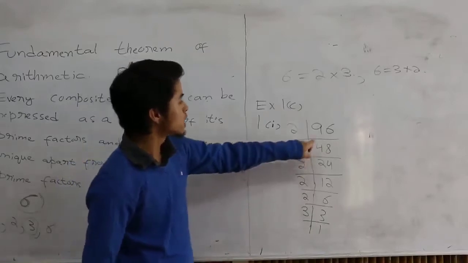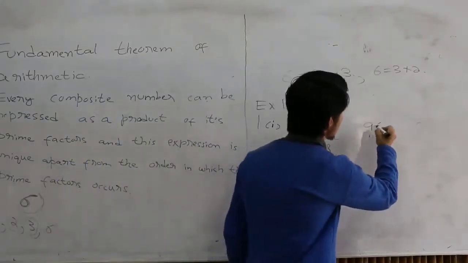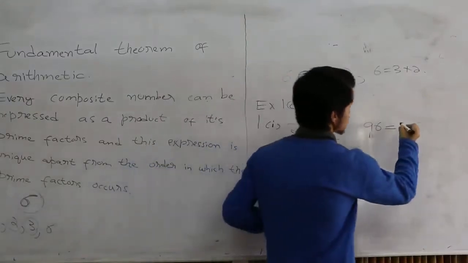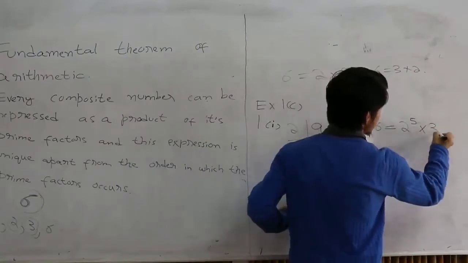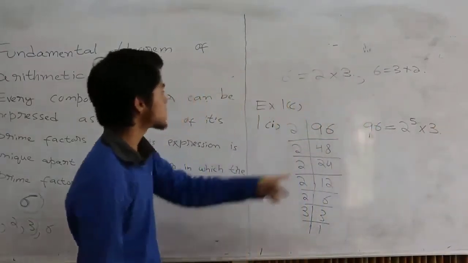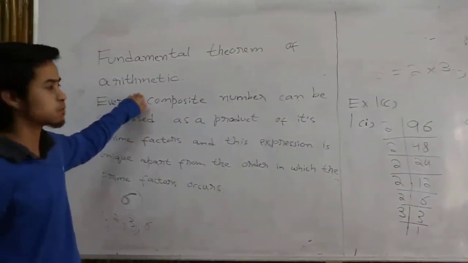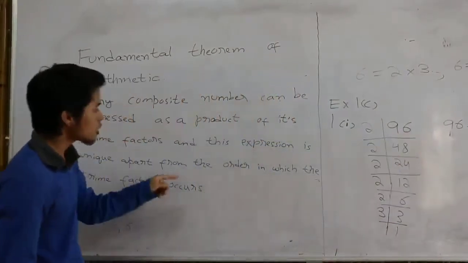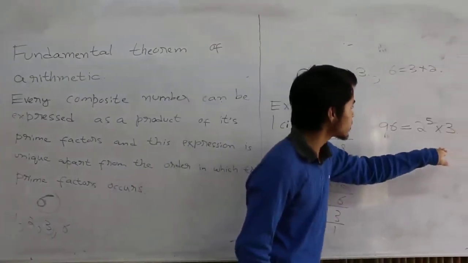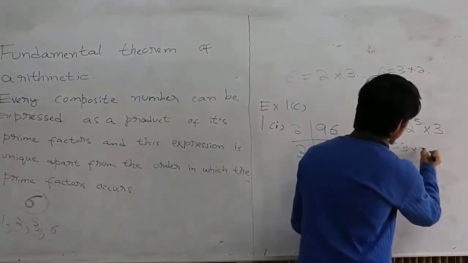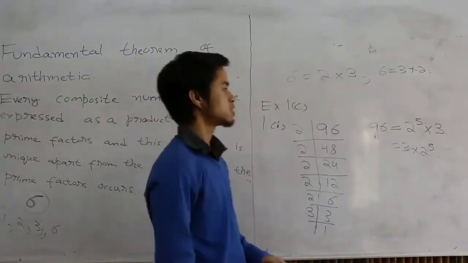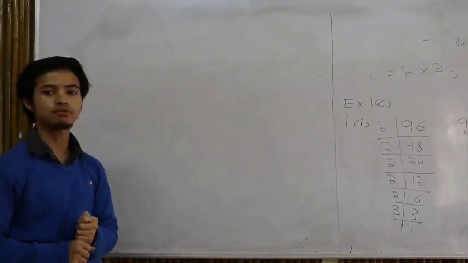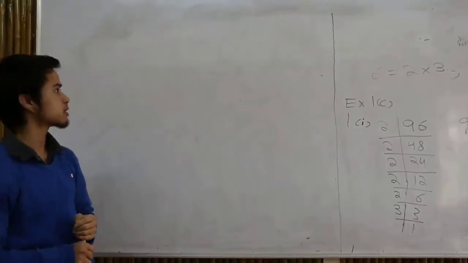And so we get 96 to be a product of how many terms? 1, 2, 3, 4, 5. So we can just write 2 to the power 5 into 3. We clearly see that this satisfies the theorem, because 96 is a composite number and can be written as a product of its primes, and the order doesn't matter, you can write it in this form or in this form. Now let's move on to the next topic. Now we'll do two theorems, and from those theorems we'll try to solve some exercises from the last exercise.